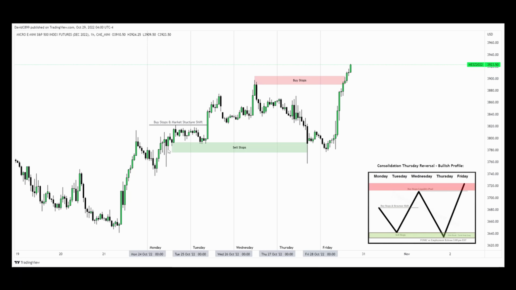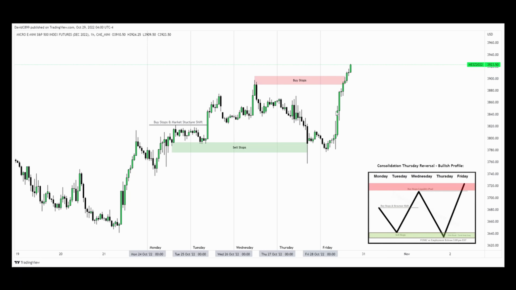We can see at the beginning of the week price raided the buy stops and broke market structure to the upside. Wednesday created the high of the week so far, and we have resting buy stops above, and Thursday traded lower into the sell side liquidity pool that has been created during Monday and Tuesday, and from there price traded aggressively higher. Standard Thursday reversal profile in bullish conditions.